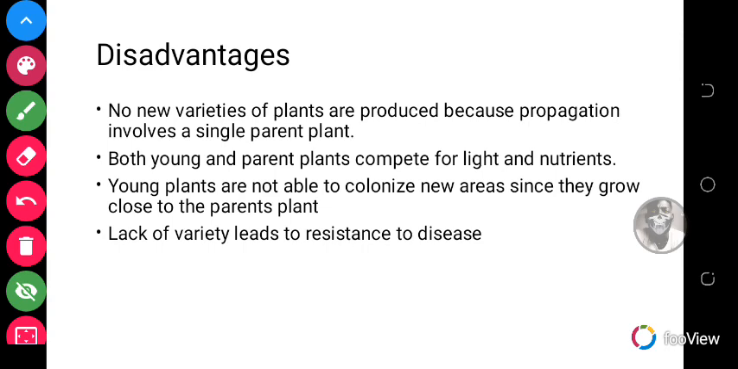The lack of variety leads to susceptibility to disease. So because they lack variety, for example, if there is a disease that attacks parent plant A, and then you grow a new young plant A of a similar kind, if the disease can catch A, it's likely to catch the new one too. So lack of variety leads to susceptibility to diseases.